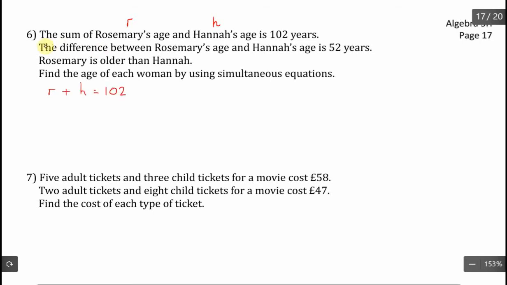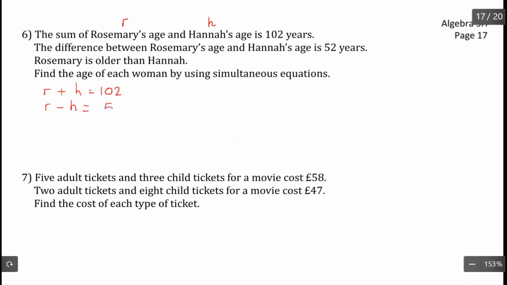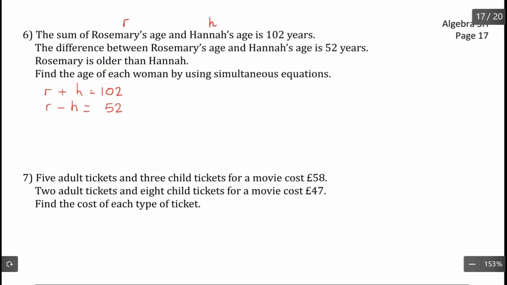Okay, and then it says the difference between Rosemary's age and Hannah's age is 52 years. Now the difference is found by subtracting the smaller from the larger. So this next bit of information is very important. Rosemary is older than Hannah. So taking away the smaller age, Hannah, in other words, R minus H is equal to 52. So there's our set of simultaneous equations that we need to solve this.